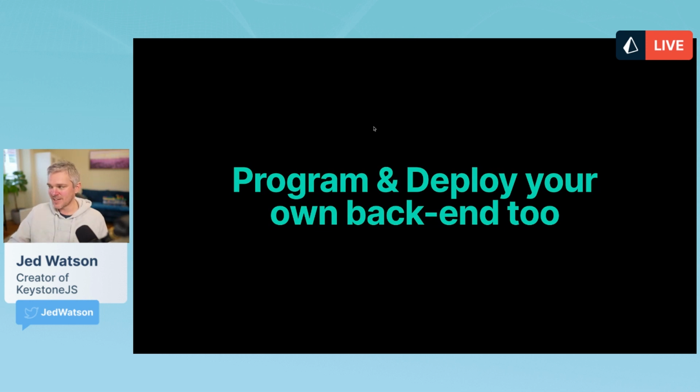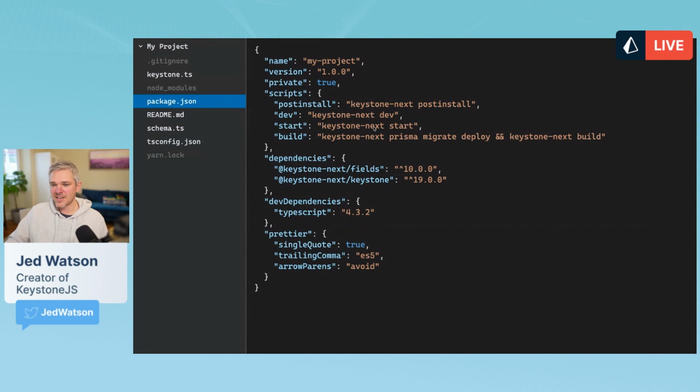Very, very simply, if you start a Keystone project, your package.json would look like this. Keystone's just an open source package on NPM that you add to your dependencies, with a CLI that's inspired by Next.js or Nuxt that you can use to run a web server and run a build system.